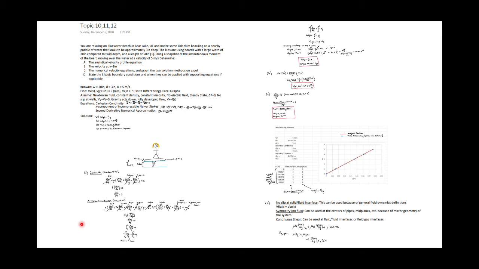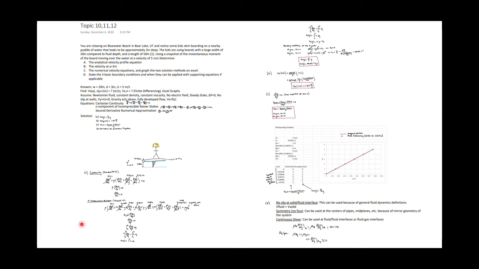Last but not least, we will be talking about topics 10, 11, and 12. Here, we are relaxing on Blue Water Beach in Bear Lake, Utah, and you notice some kids skimboarding on a nearby puddle of water. It is 3 inches deep. The kids are using boards with a large width of 20 inches compared to the fluid depth and a length of 50 inches.